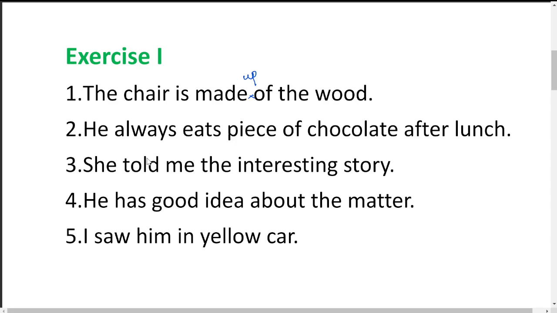Next, look at the second one. He always eats piece of chocolate after lunch. Something is missing in this sentence. Can anybody tell me what that is? He always eats piece of chocolate. What is piece of chocolate? There is no meaning. What is missing here? Article A is missing. Remember, whenever you are using piece, there must be a piece of chocolate, a piece of information, a piece of knowledge must be used.